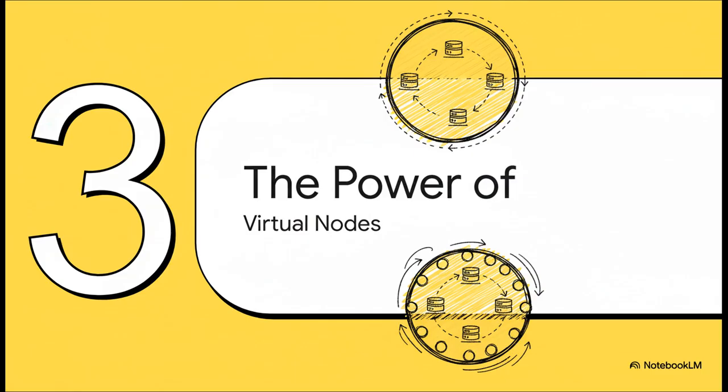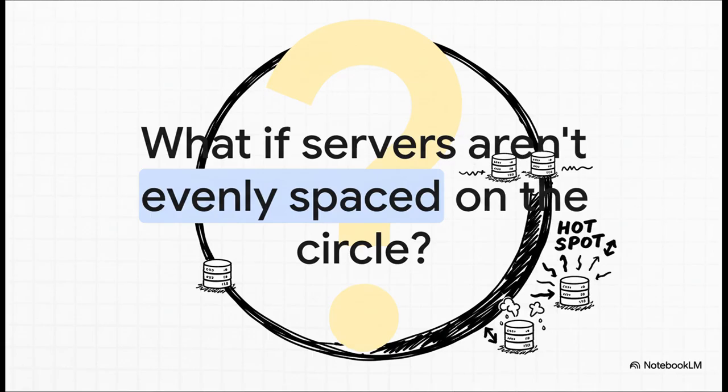Okay, so that sounds perfect, right? Problem solved? But of course, there's a little bit more to the story. This simple circle has a potential weakness. What if the hash function doesn't space our servers out nicely and evenly? That brings us to the next really clever trick, something called virtual nodes. And yeah, this is a very real problem because hash functions are kind of random.